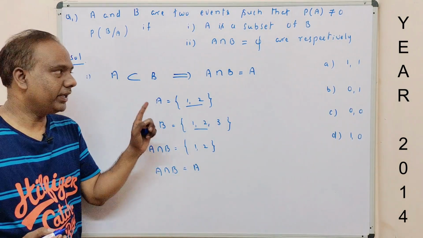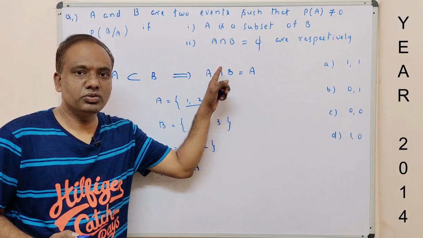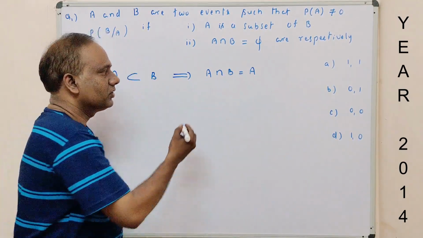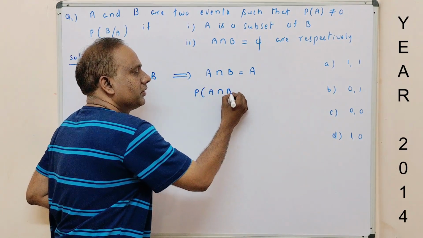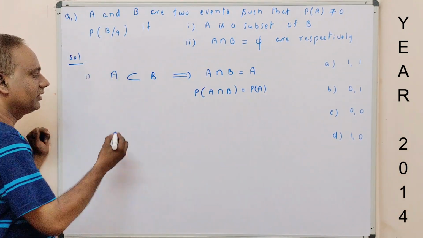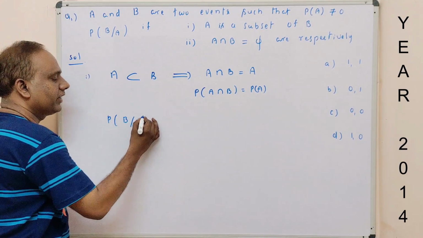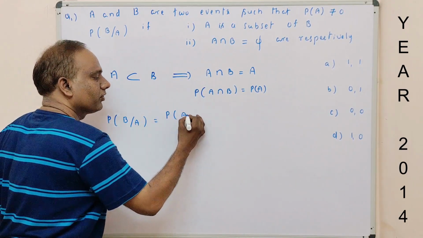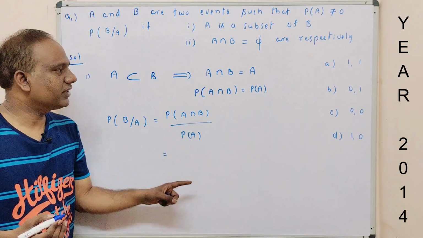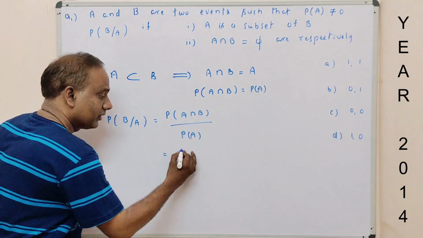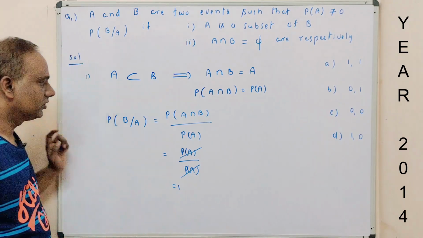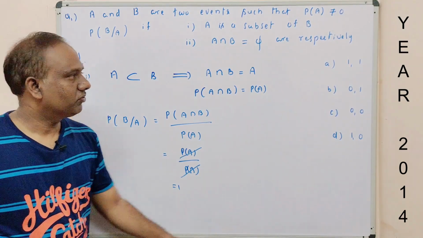So if A is a subset of B, then A intersection B is equal to A. So it can be written as P of A intersection B is equal to P of A. Now we calculate P of B given A. The formula is P of A intersection B by P of A. P of A intersection B is P of A, so P of A by P of A, and P of A cancels. So P of B given A is 1. So the first one is 1.